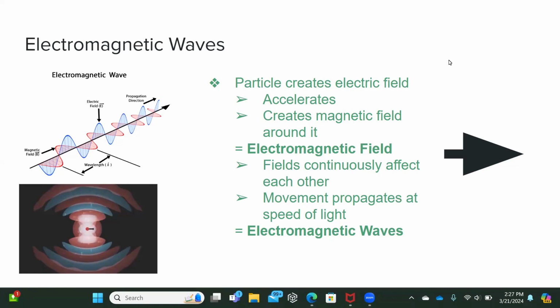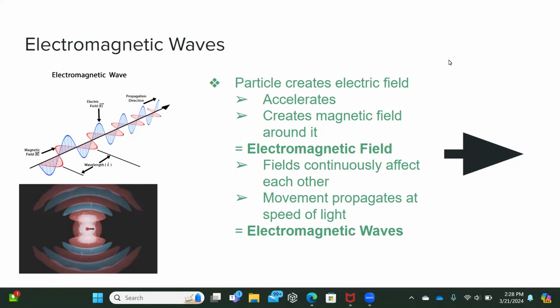From Physics 213, we know particles can create an electric field. And if that particle is accelerated, it can create a magnetic field around it. This causes an interaction between the electric field and the magnetic field that is called the electromagnetic field. As a particle creates these fields, they move outwards, propagating at the speed of light. And this propagation creates what we call electromagnetic waves. We can visualize this with the images on the left.